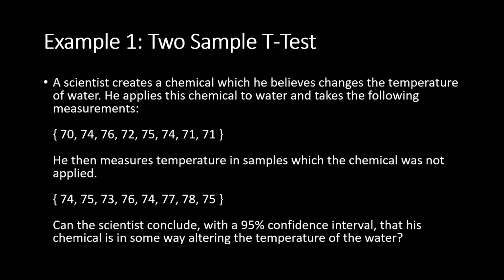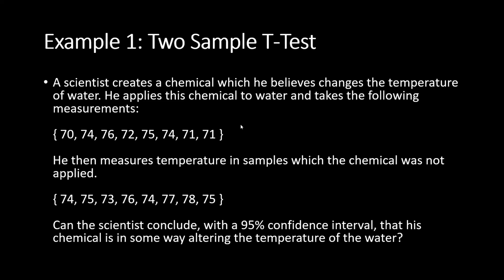In this instance, we have a scientist who creates a chemical which he believes changes the temperature of water. He applies this chemical to water and takes the following measurements. He then measures temperature in samples to which the chemical was not applied. Can the scientist conclude with a 95% confidence interval that his chemical is in some way altering the temperature of water?